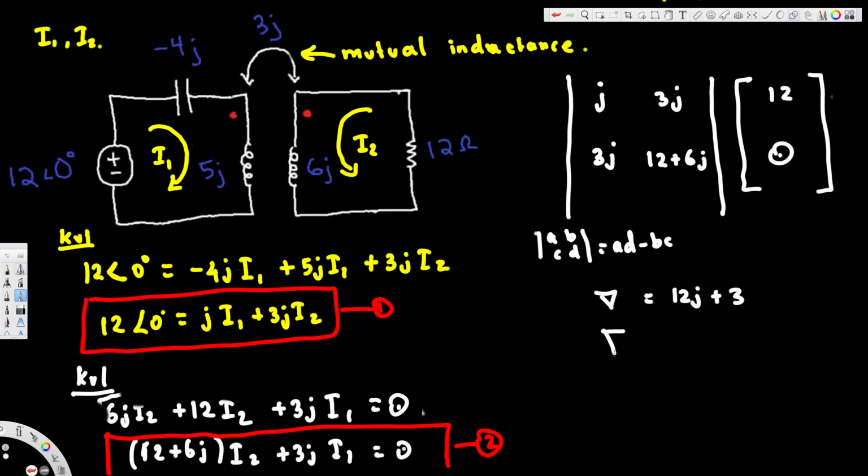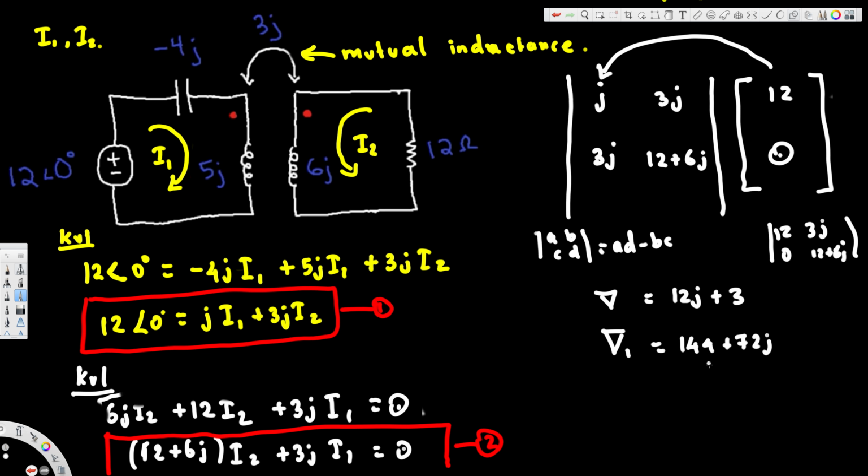Now we have to find the determinant for I1. We have to switch the first column with the right-hand side values and find the determinant. If you do that, you're going to get 144 plus 72j. The matrix is going to look like this: 12, 0, then 3j, 12 plus 6j, then you do AD minus BC, and you will get this.